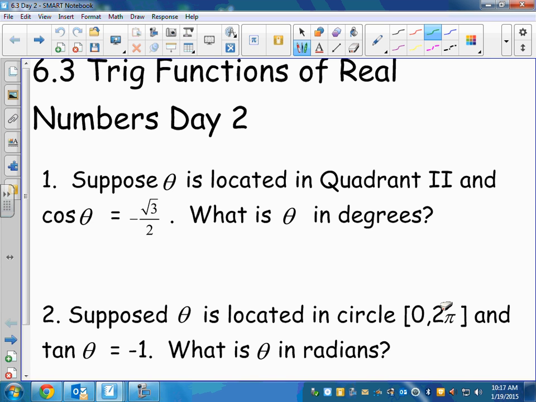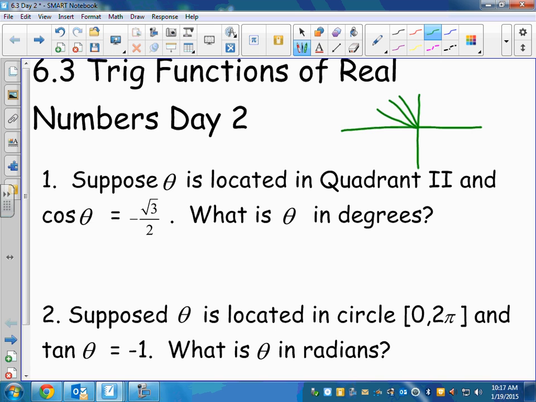week that says, suppose theta is located in quadrant 2 and cosine of that angle is negative square root of 3 over 2. What is theta in degrees? Or they could ask, what is theta in radians? Well, special angles in quadrant 2, right? If you know your unit circle, you only have 3 options.